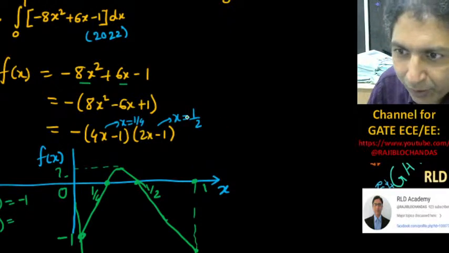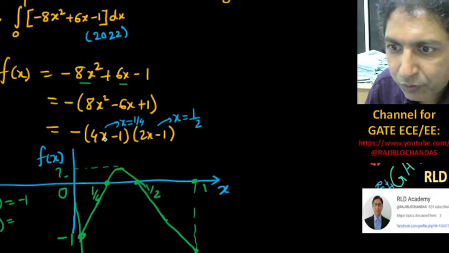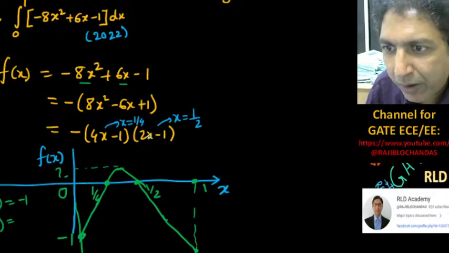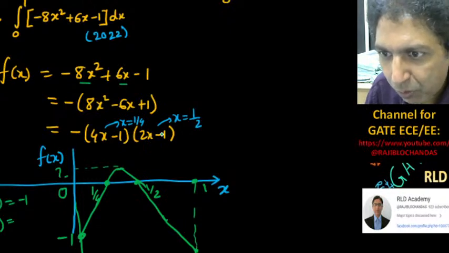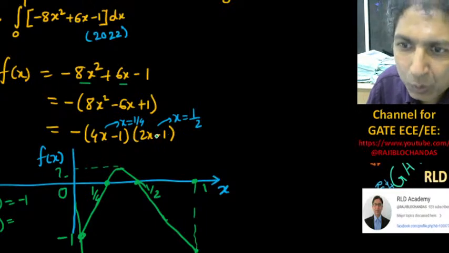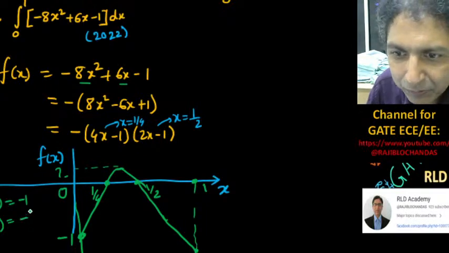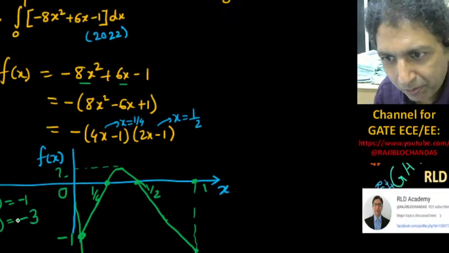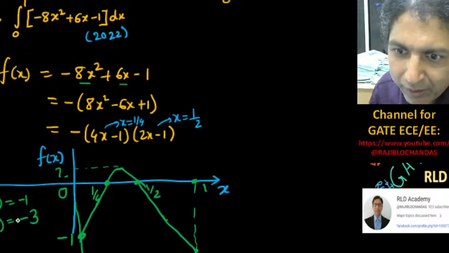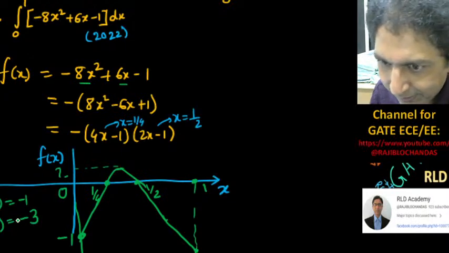If I put x equals 1, f of 1: this is 4 minus 1 is 3, this is 2 minus 1 is 1, so 3 into 1 is 3, so it is minus 3. Okay, so at x equal to 1, f of 1 is minus 3.